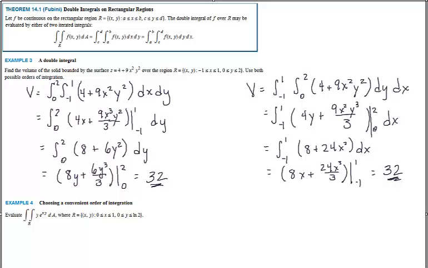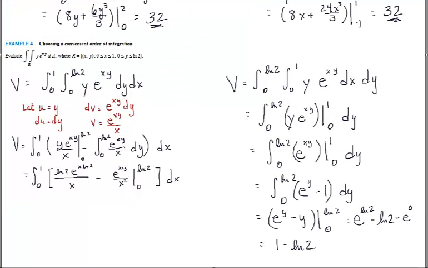So in example 4, what we're going to do is try to figure out an easy way to integrate this, and note this natural log of 2 here. So I'm going to figure out which way would be the easiest if I were to integrate this thing. So let's set it up both ways. With this first setup, I was integrating with respect to y first and then x, and it involves an integration by parts. And when I started down this road, I got to this point where I'm going to have some more integration by parts, and it's going to get pretty messy.